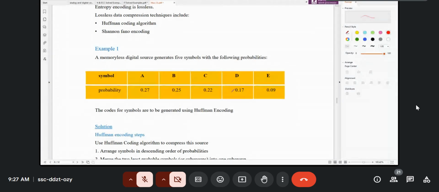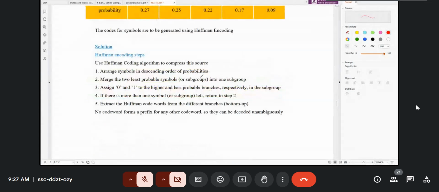So you are supposed to generate codes for these symbols using Huffman encoding.